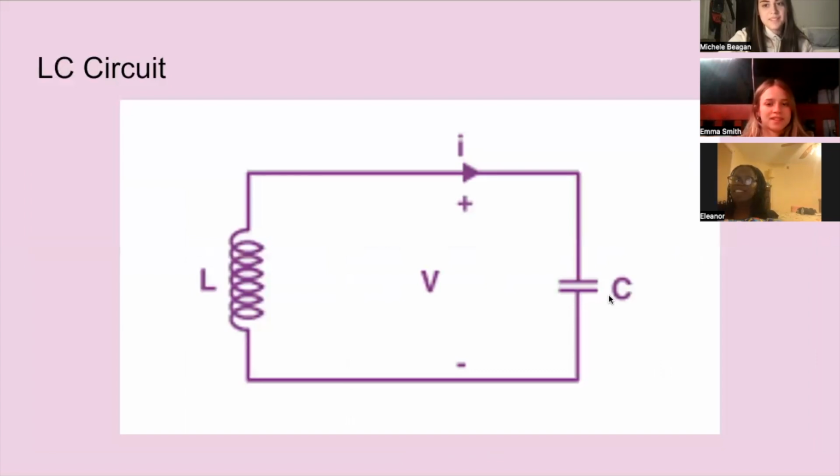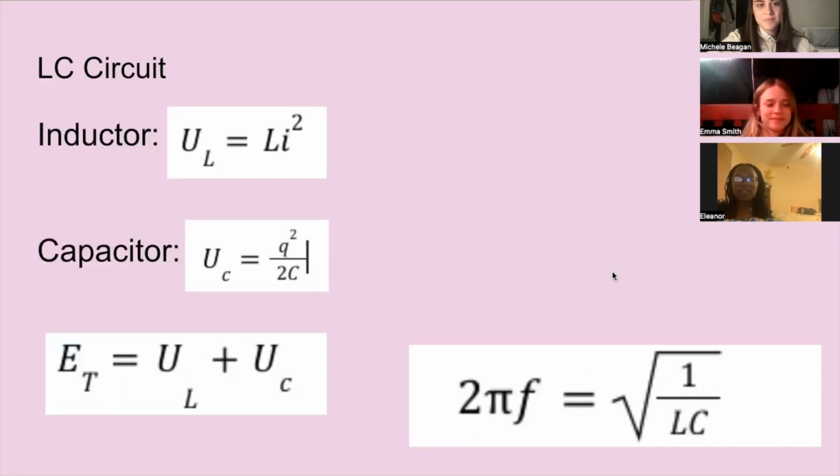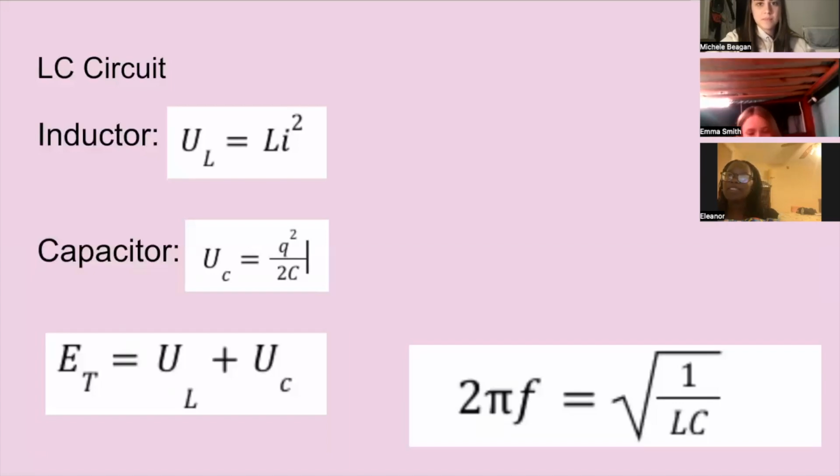So now we have our LC circuit, and you can see the inductor and the capacitor in this drawing. With an inductor, we use the formula U equals Li squared, and U is the maximum amount of energy. For a capacitor, it's a similar formula, Q squared over 2C, to find the maximum amount of energy. Conservation of energy is used here because the amount of potential and kinetic energy is going to be the same.